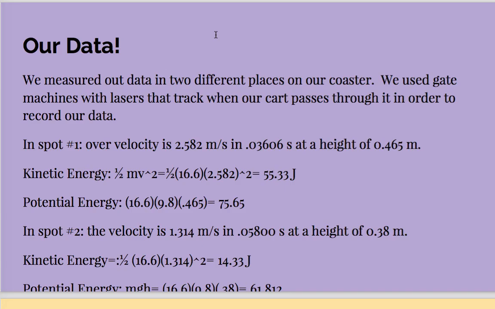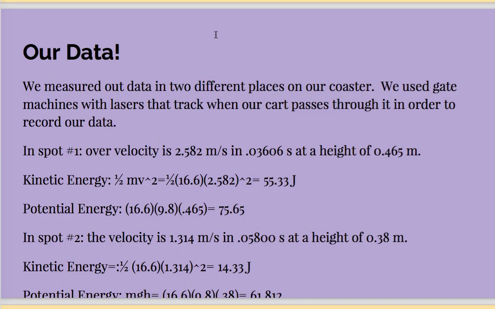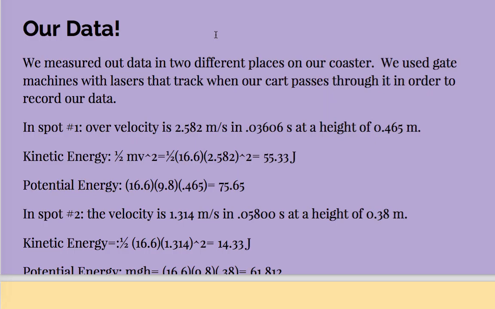Our kinetic energy is 55.33 joules. Our potential energy is 75.65. And then in spot 2, the velocity is 1.31 meters per second in 0.05800 seconds at a height of 0.38 meters, and our kinetic energy is 14.33 joules, and our potential energy is 61.812.